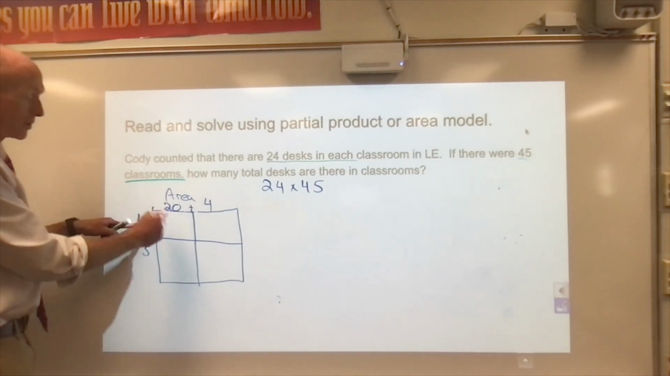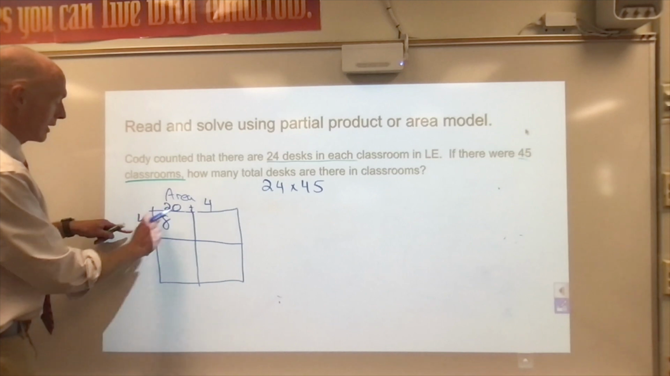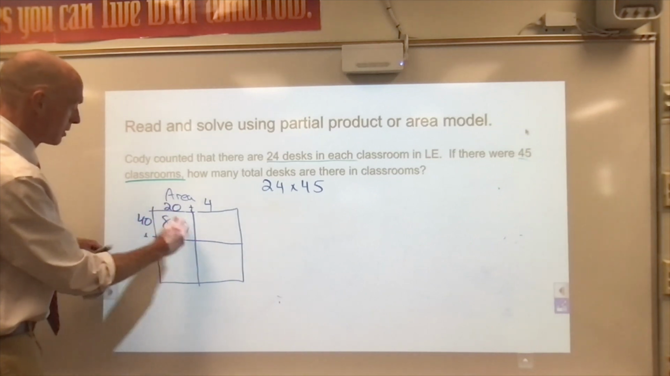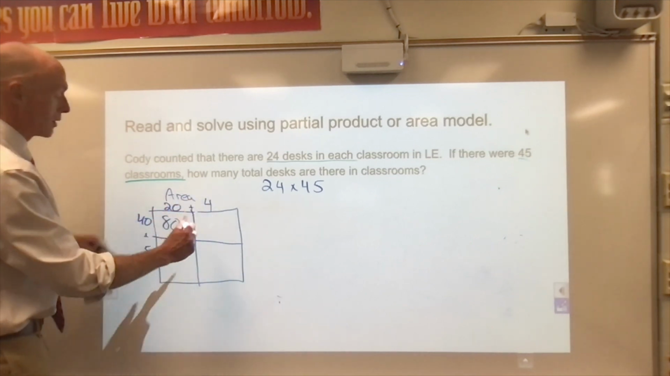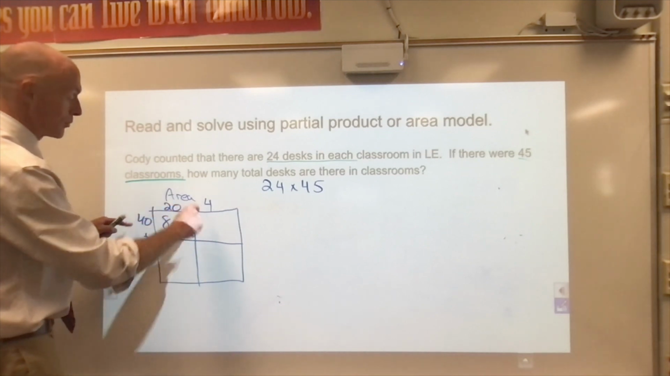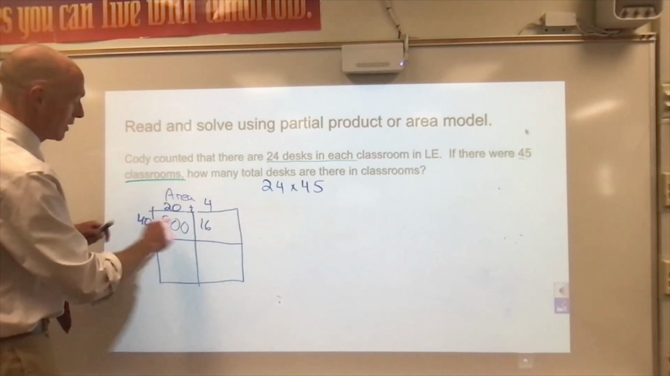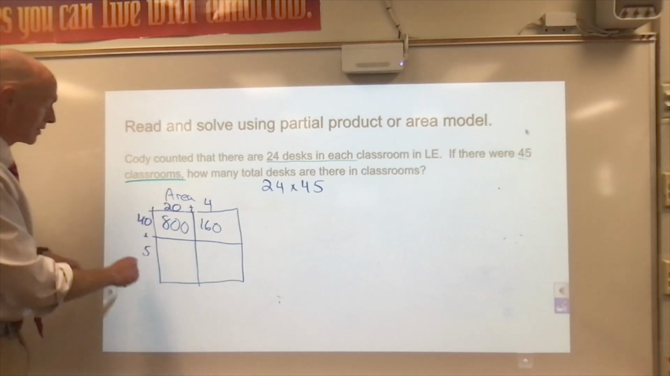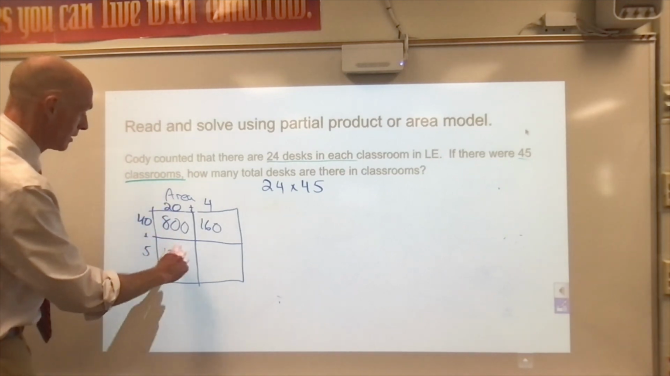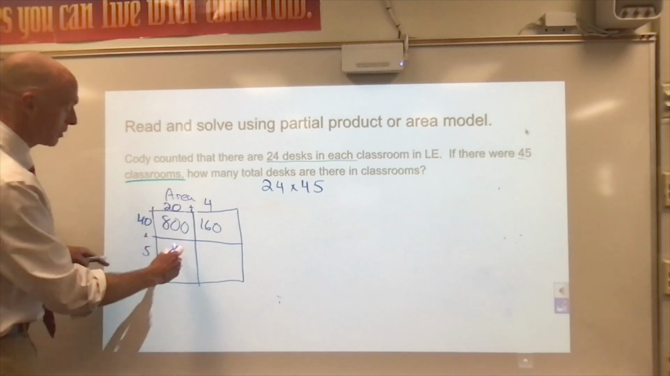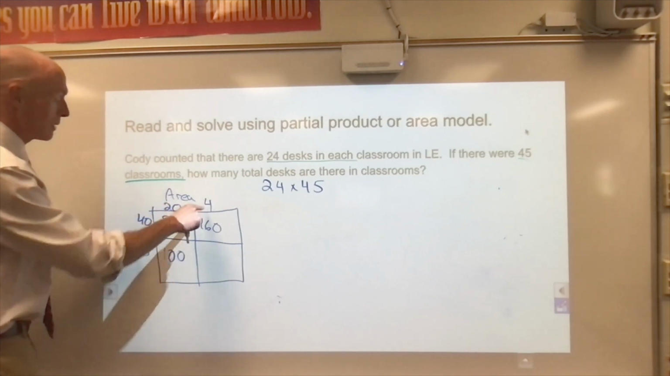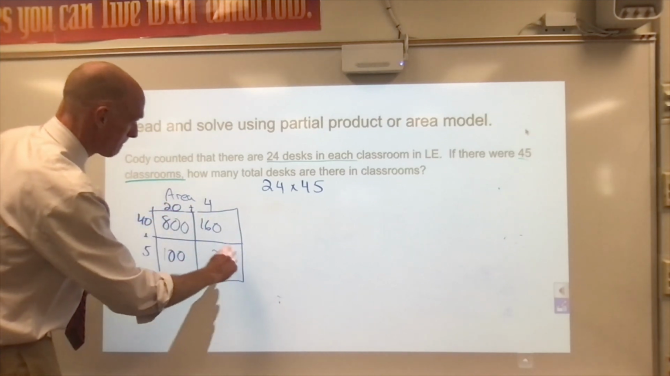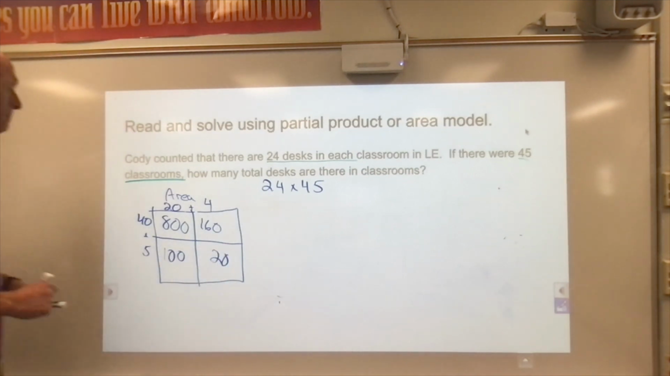4 times 2 is going to be 8 and 2 zeros. 4 times 40 is going to be 4 times 4 is 16, add that 0. 5 times 20 is going to be 5 times 2 is 10 plus your 0. And then 5 times 4 is 20. Last step, add them up.